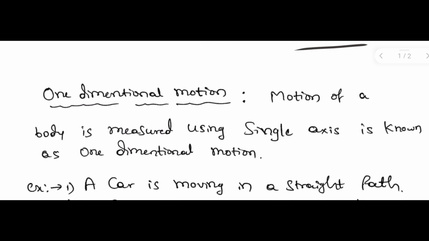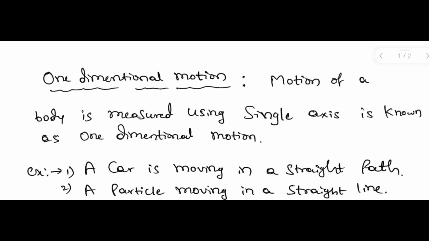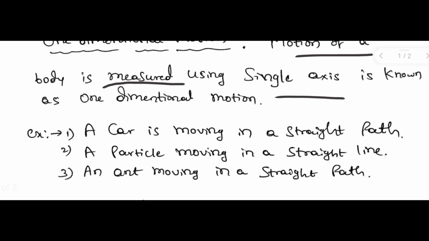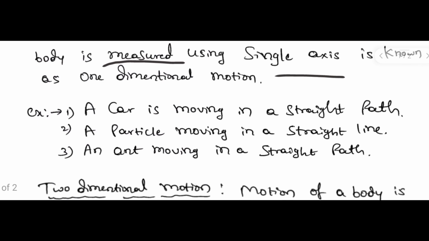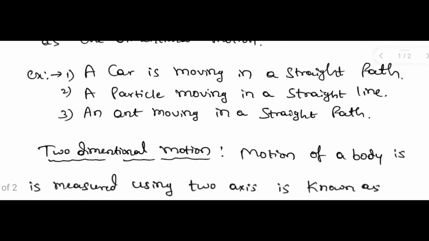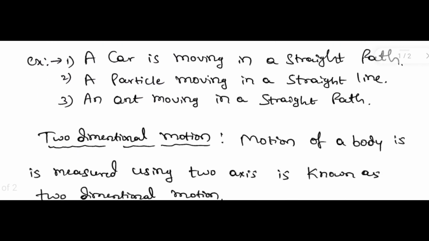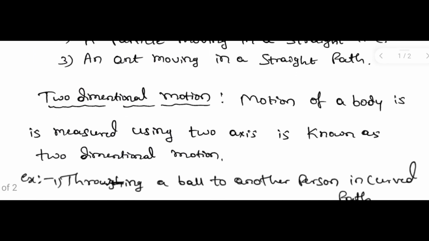Definition: motion of a body measured using a single axis is known as one dimensional motion. Example: a car moving in a straight path, a particle moving in a straight line, an object moving in a straight path. Next, the second type of motion, two dimensional motion.